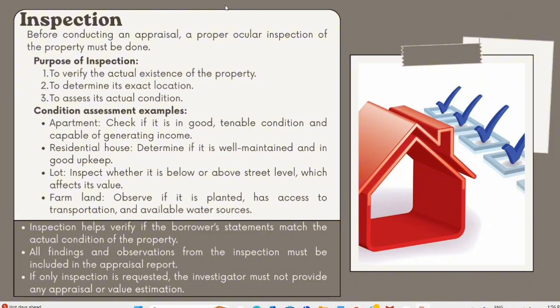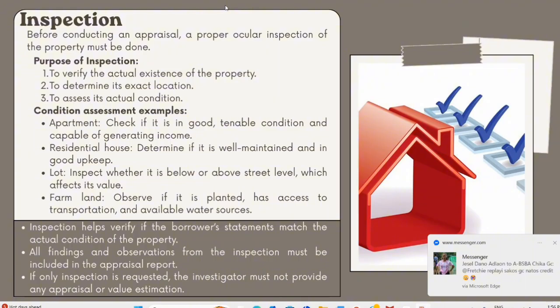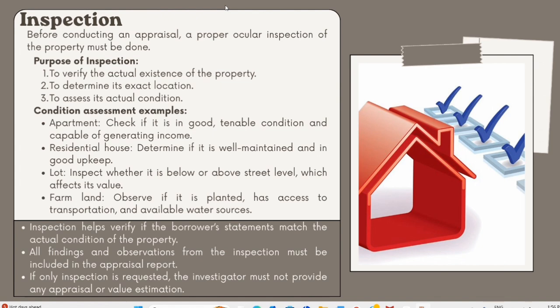Before conducting an appraisal, a proper ocular inspection of the property must be done. So, the purpose of inspection is to verify the actual existence of the property, determine its exact location, and assess its actual conditions. So, for example, Maria applies for a 5 million bank loan to buy a house in Cebu City, offering the property as the collateral.